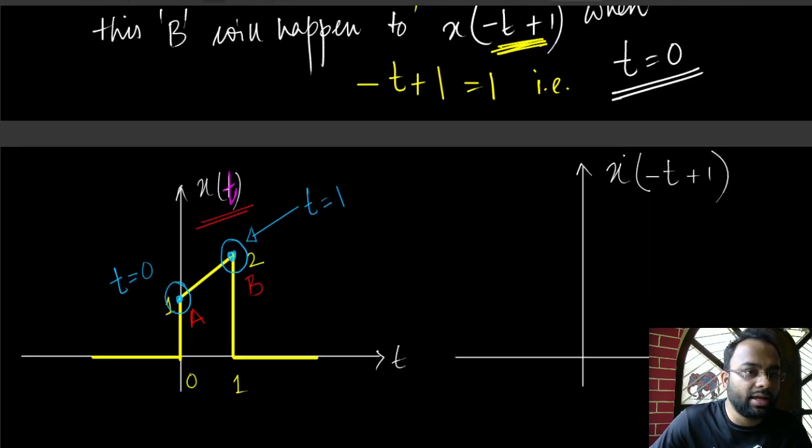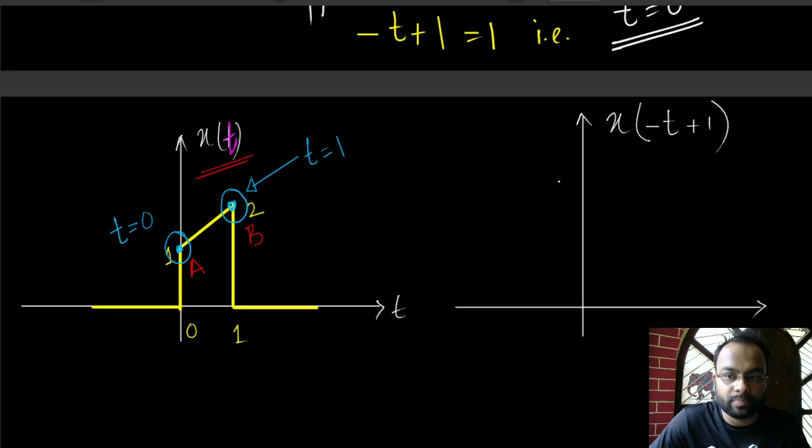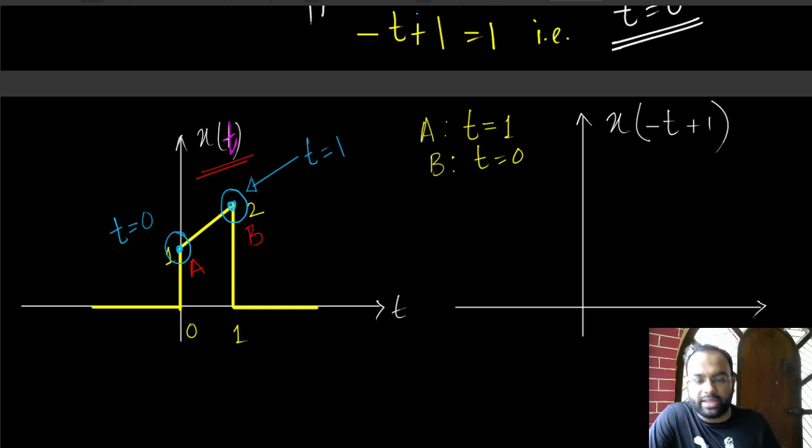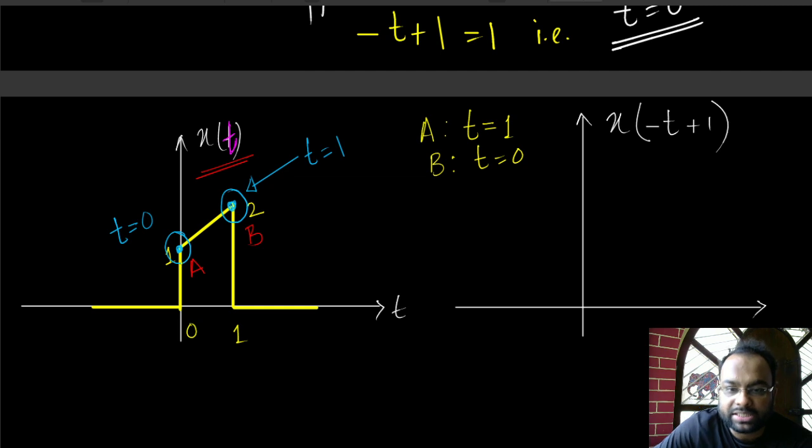If there is any doubt, let me know. So now for this signal we have established that critical point A would be happening at t equal to 1 and critical point B would be happening at t equal to 0, right? We have established that so far. So let me draw the signal then. So this is critical point A.